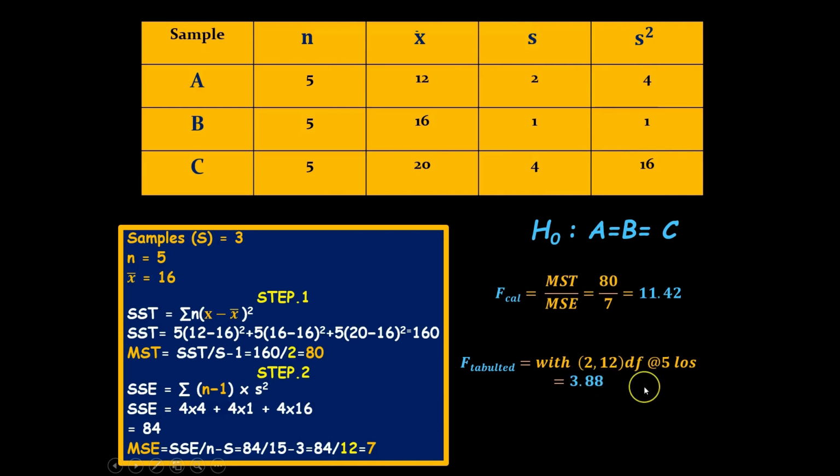And the thumb rule is whenever the calculated value of any test of significance is greater than its tabulated value, then we have to reject the null hypothesis. So we have evidence that all these three samples are significantly different from each other. That means there exists a significant difference, so the difference among them is real, it is not by chance.